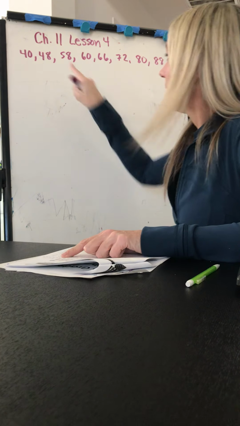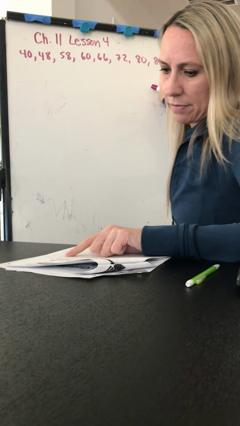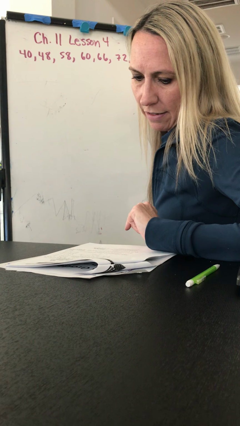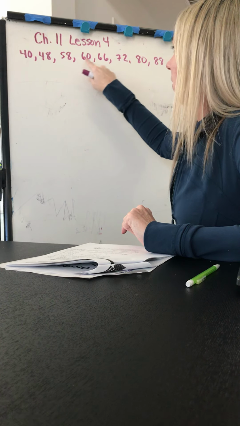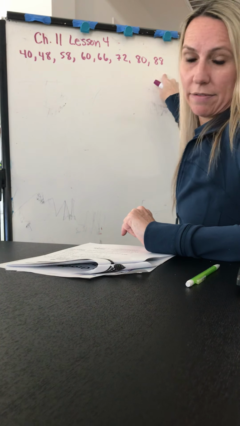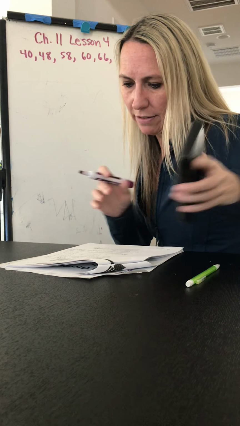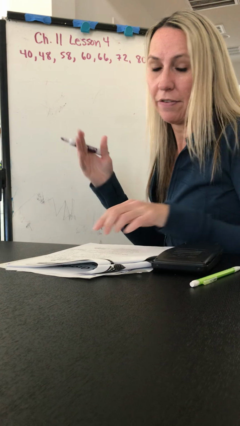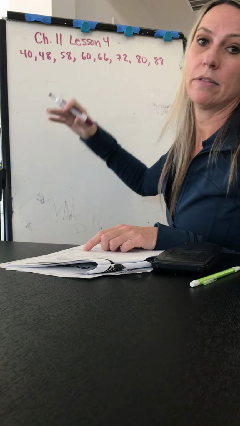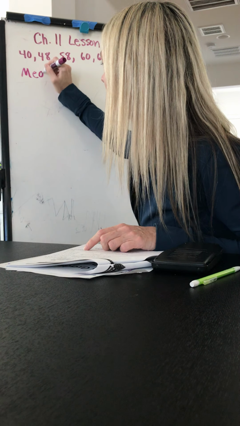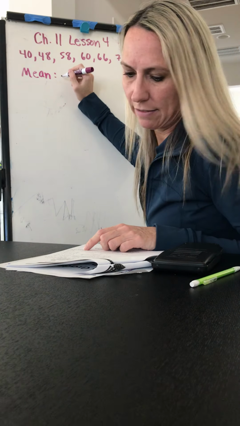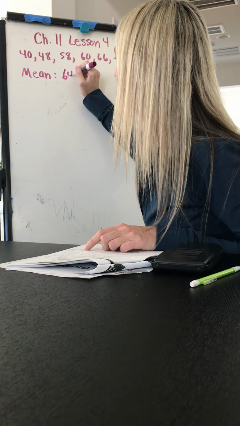So how you do that is you add these all up, and then you divide by how many there are. There's 1, 2, 3, 4, 5, 6, 7, 8. So when we do that, we add them up and divide by 8, which we did a few days ago. So the mean for this is 64.